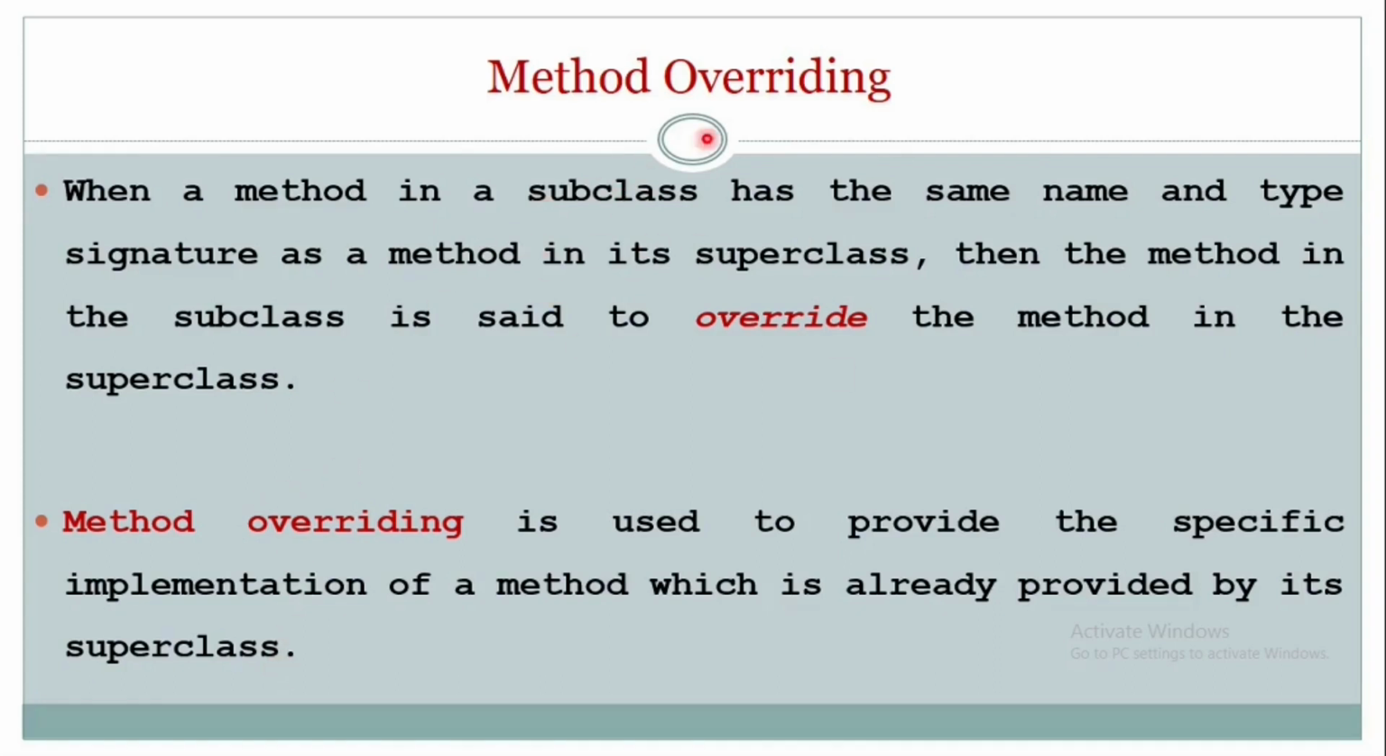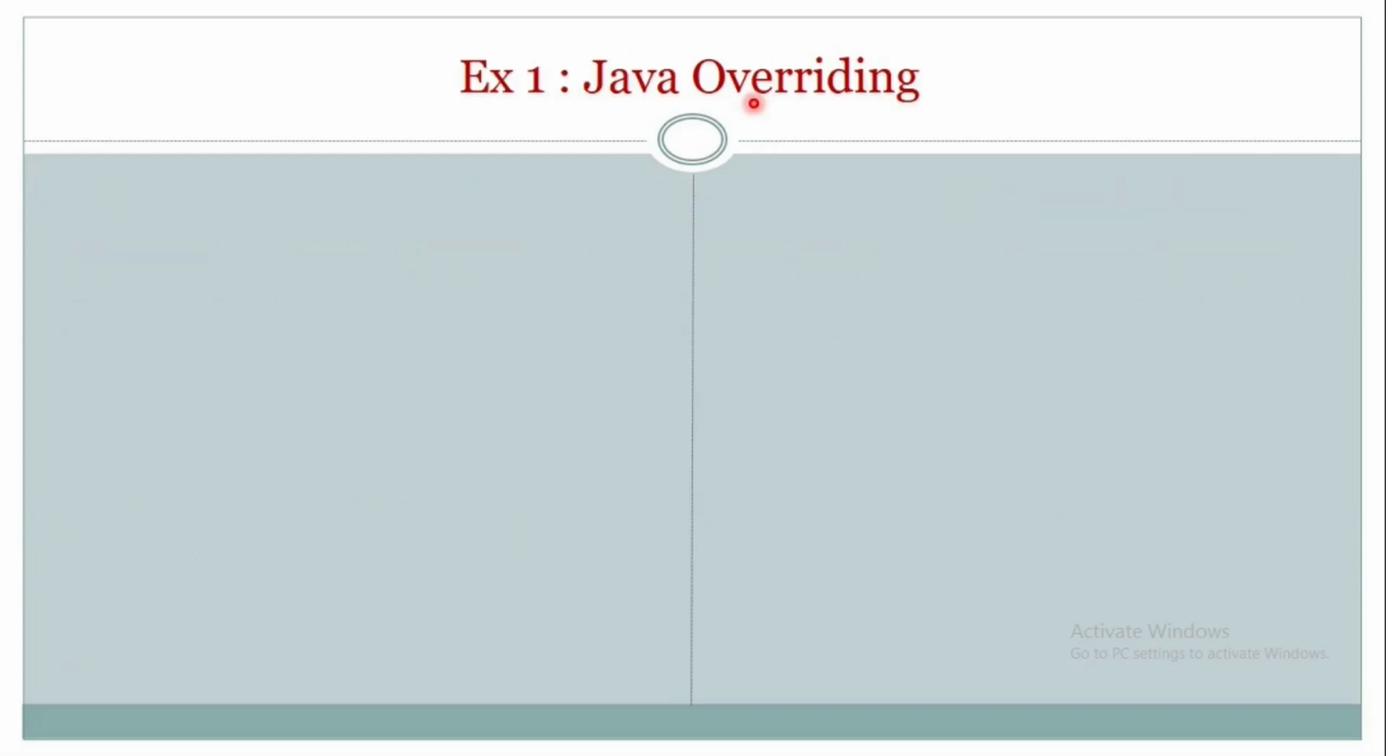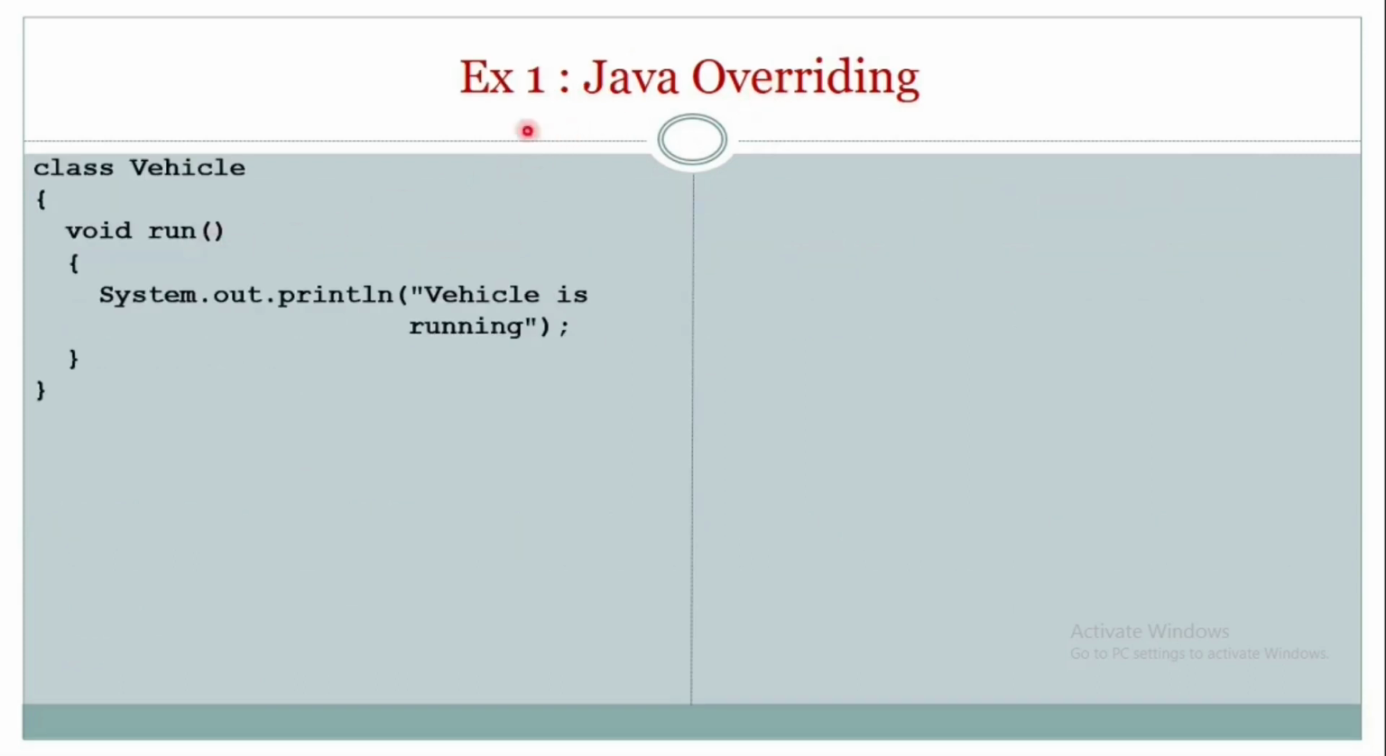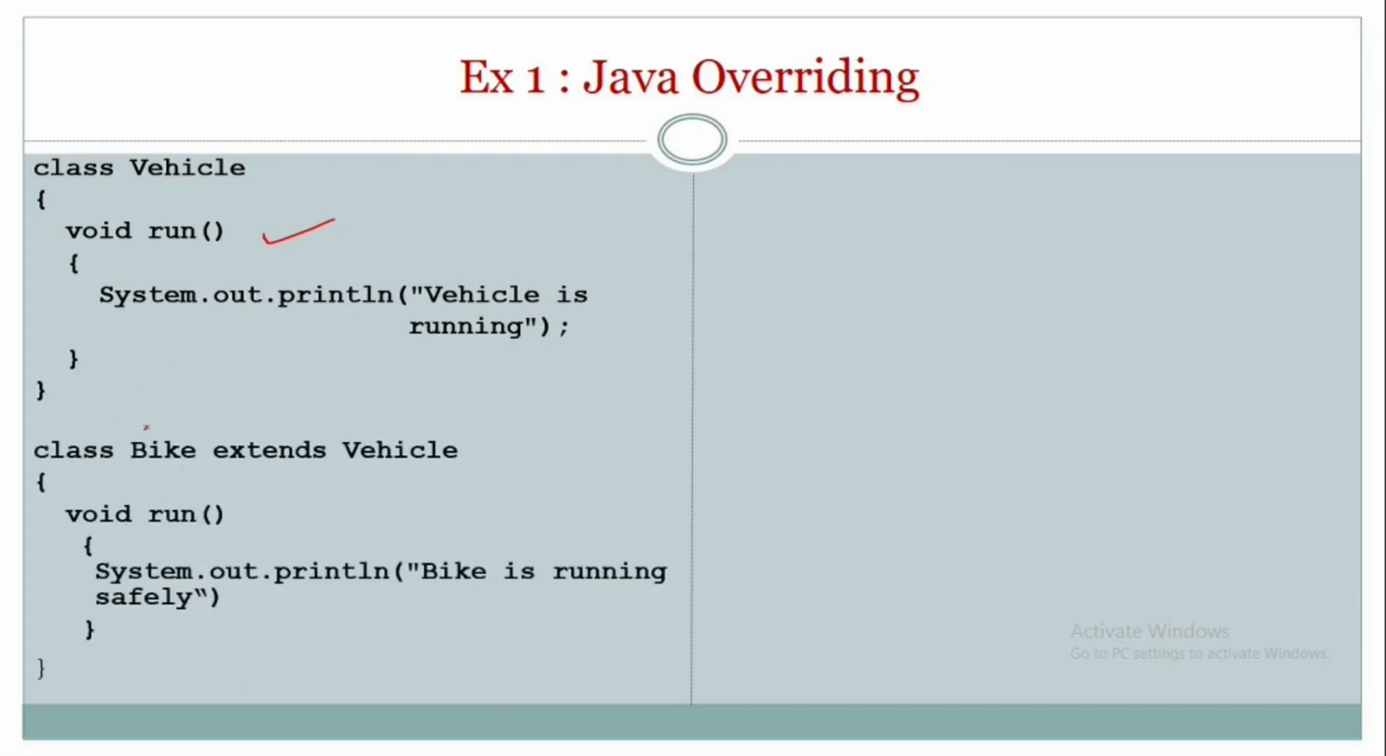Now, let us understand this method overriding with a simple program. Here is a program that demonstrates method overriding: class Vehicle has a method called run, and I'll be creating a subclass called Bike. Even the subclass Bike has a method void run. So now, suppose I create the object of Bike and call this run method, the subclass method will override the superclass method.